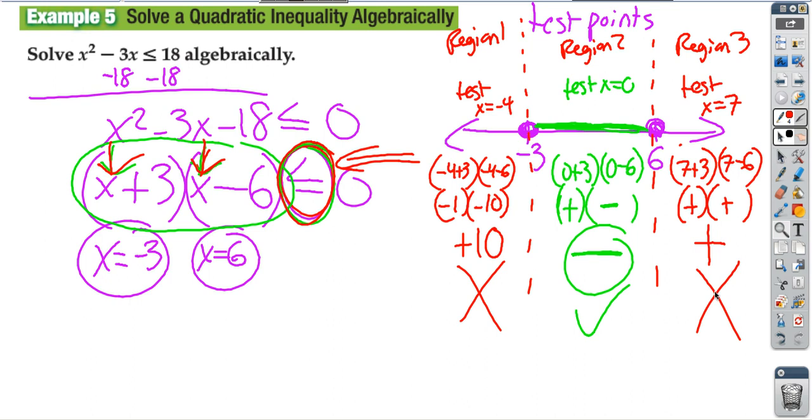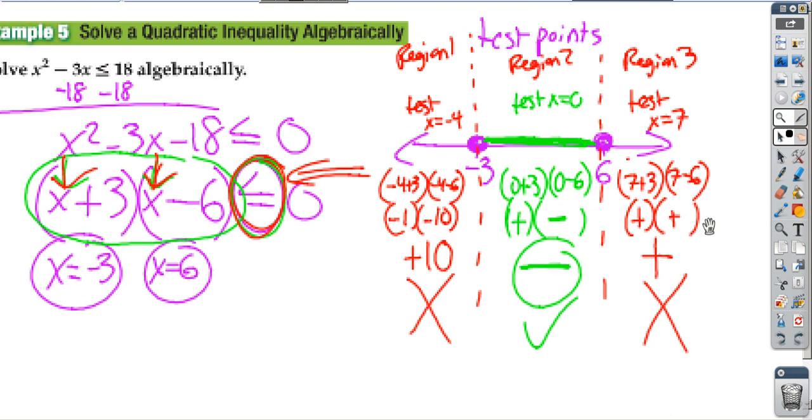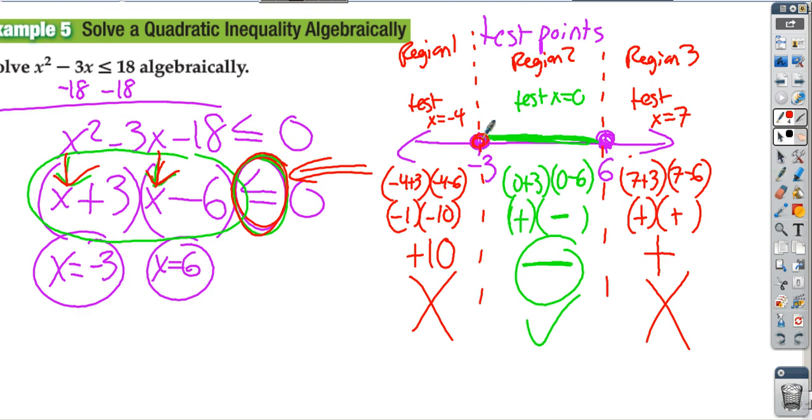So how do you write your final answer? Since we only shaded in between, we need to write an inequality for this. So we would say x right here is greater than or equal to negative 3, because it's going to the right, but it stops where it's less than or equal to positive 6. So that's the solution right there.